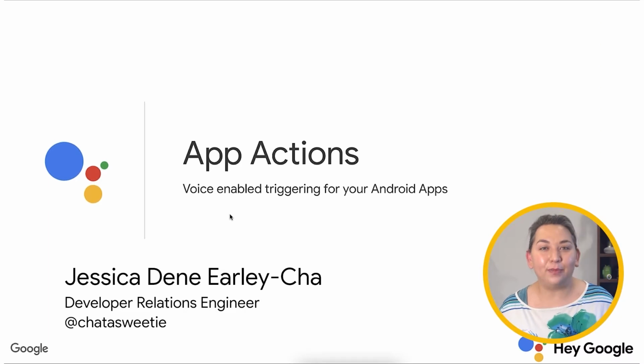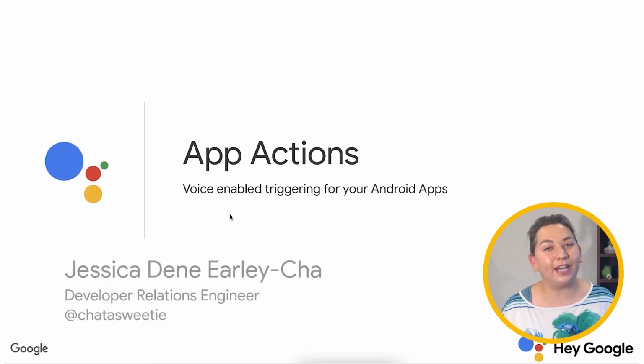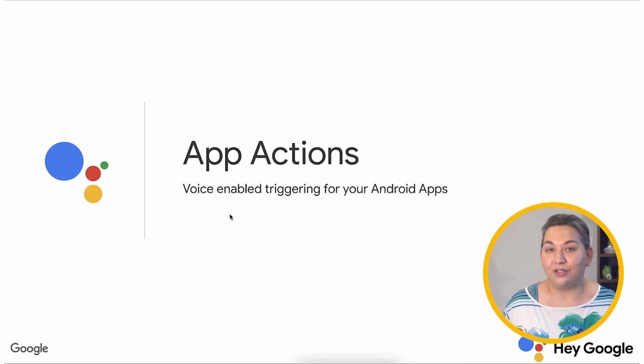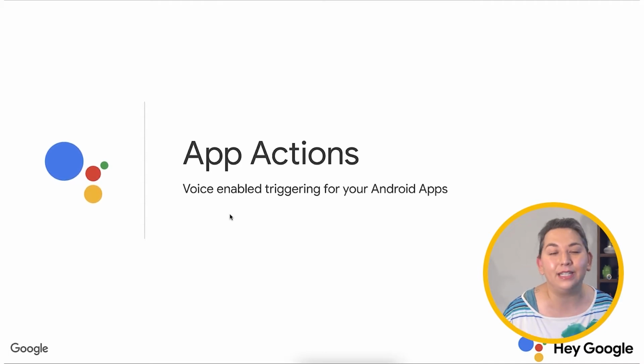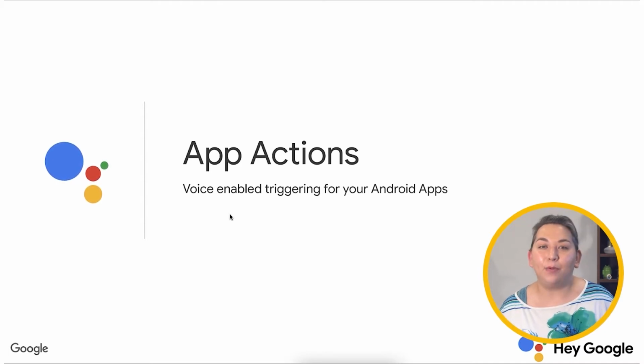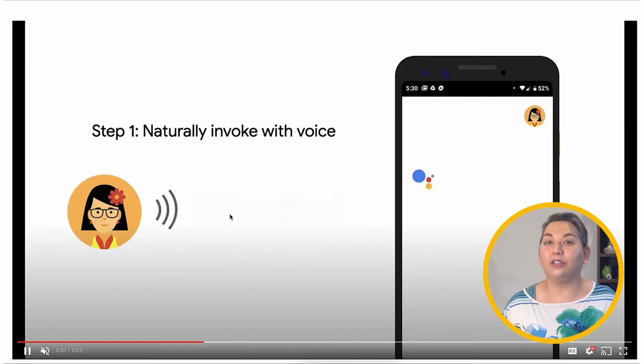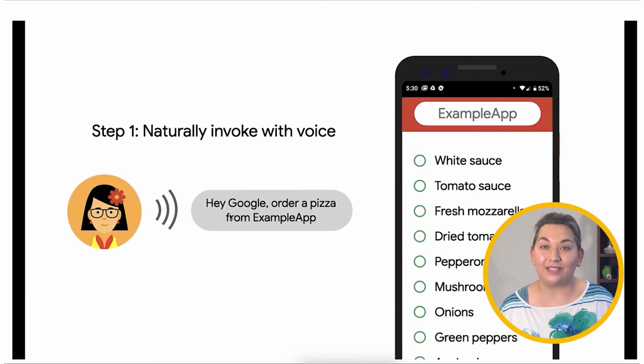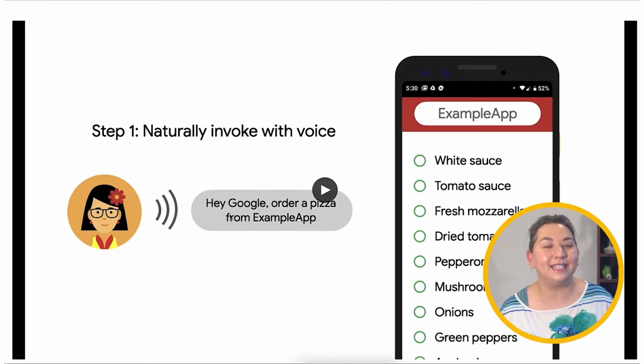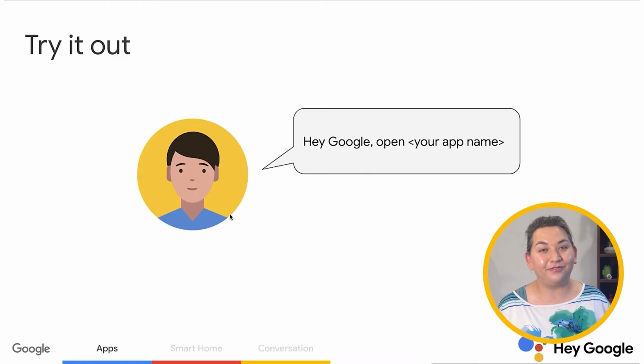Take it away, Jessica. App actions is how developers can integrate Google Assistant into their Android app. With app actions, users can jump into the most interesting and useful points in the app with simple voice commands. App actions allow users to launch and control Android apps with their voice. So they can say things like, "Hey Google, order a pizza from the example app," to the assistant, and the Android app will open to the section in the app so they can start their order.